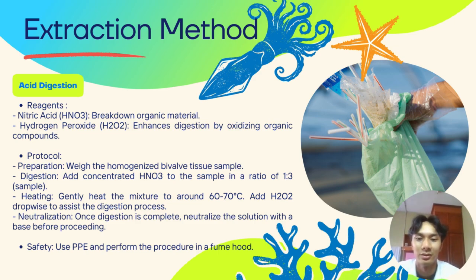Next, there are a few protocols that we must follow. The first one, from the preparation, we must weigh the homogeneous bivalve tissue sample. Next one, in the digestion, we must add our concentrated nitric acid, for example, 65%, to the sample in a ratio of 1 to 3 of the sample. And lastly, we must do the neutralization, where once the digestion is complete, we must neutralize the solution with a base, for example, using sodium hydroxide before proceeding.